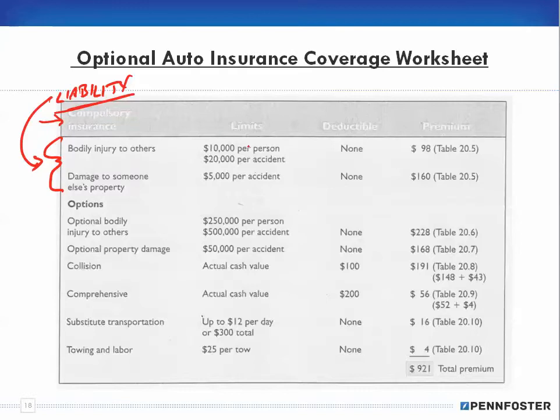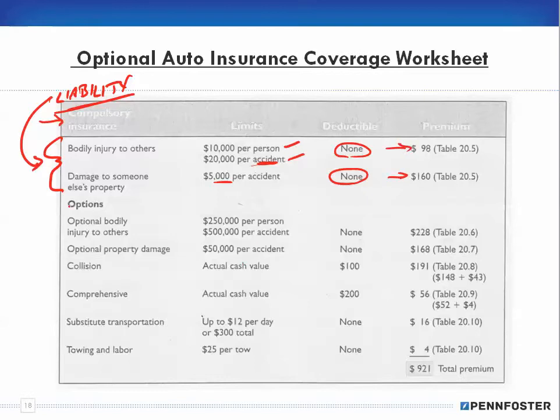The limits here in the example from the text were 10,000 for one person and 20,000 for the accident. Remember, that's 10,000 for one person. Let's say there's just the driver. 20,000 for, say, the driver and the passenger. But if you have a driver, passenger, and two people in the back seat, so you have three passengers, you're still only getting 20,000 per accident. And then for damage to someone else's vehicle, 5,000 per accident. Notice no deductibles, and they were the amounts that you would find from the table.